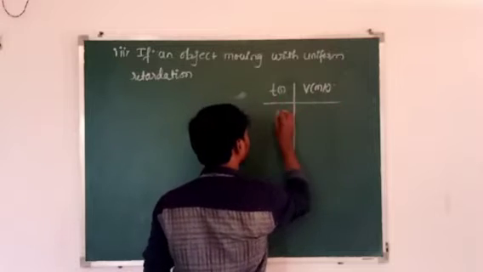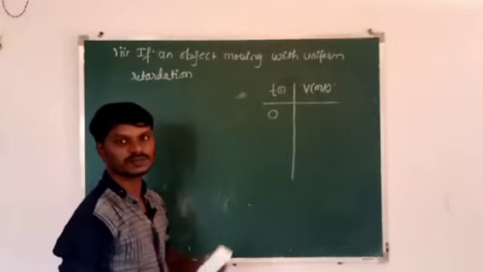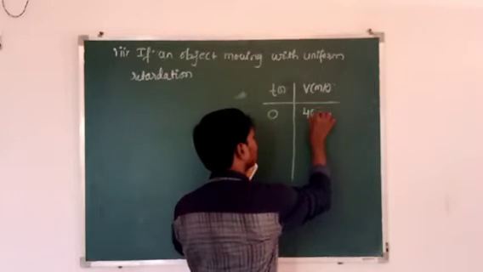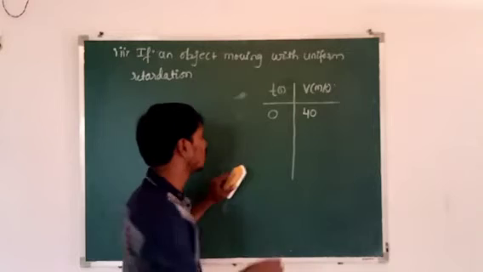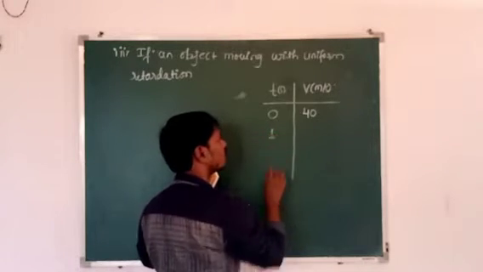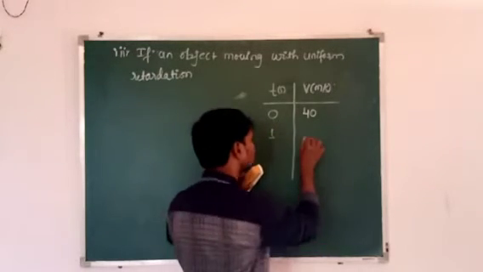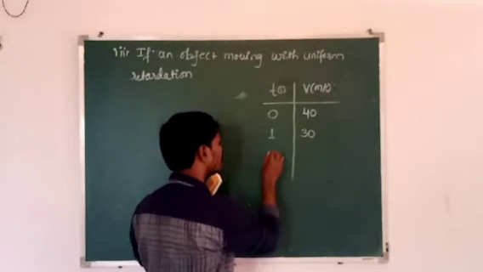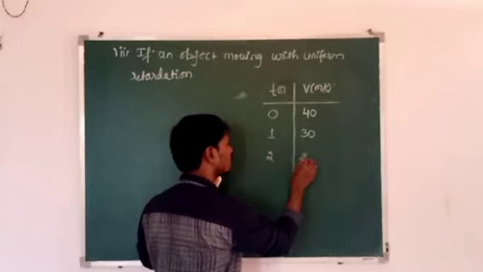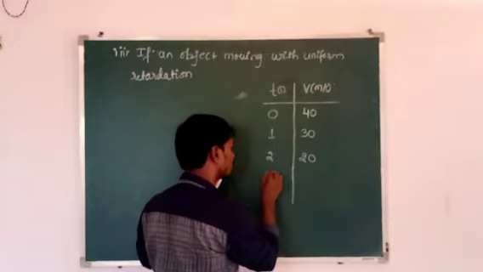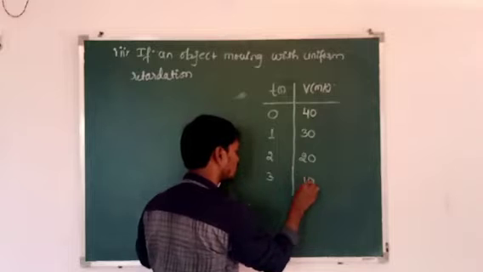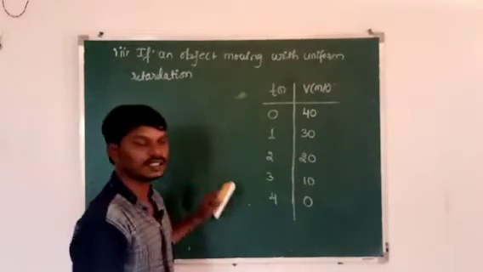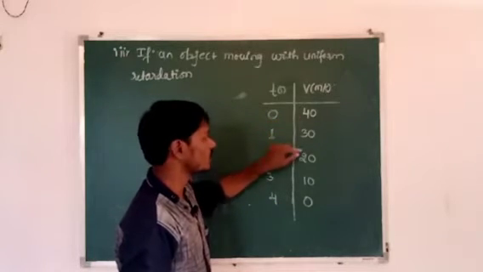So let us take at 0 seconds, the velocity of the moving object is 40 meter per second. Then after 1 second, the velocity is decreased from 40 to 30. Then after 2 seconds, what is the velocity of the object? That is 20. After 3 seconds, that is 10. After 4 seconds, that is 0.